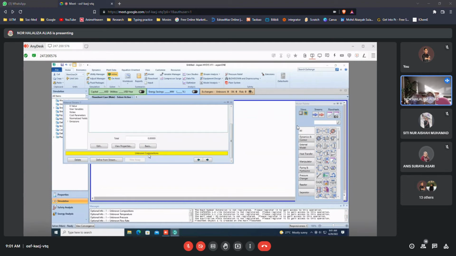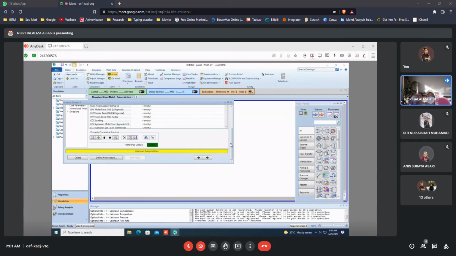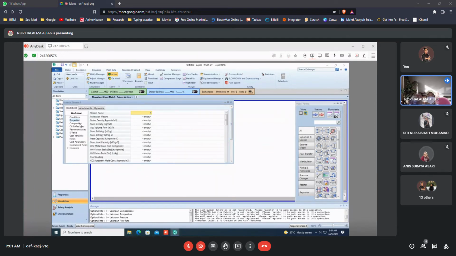So let's go back to what they want. Unknown composition. When they are asking for composition, it means go to composition. Like just now, this is condition, then properties. If you look at condition, we have vapor phase fraction, temperature, pressure and so on. Properties has molar mass, molecular weight, mass enthalpy. But since they are asking for unknown composition, we go to the composition tab. You notice that we have the water because you already entered water earlier, right?